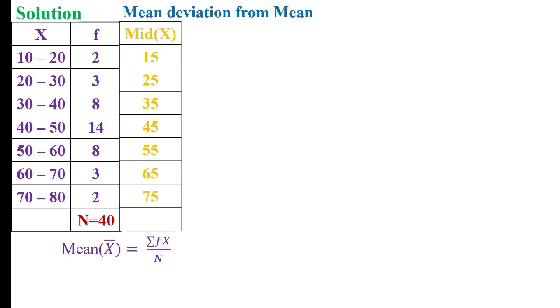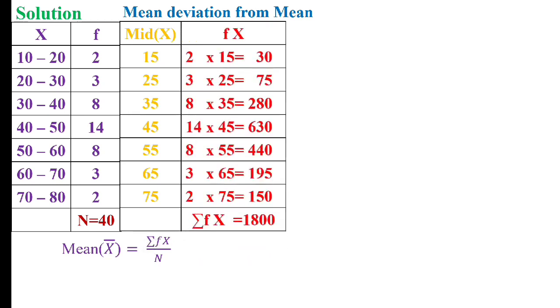2 into 15, 30; 3 into 25, 75; 8 into 35, 280; 14 into 45, 630; 8 into 55, 440; 3 into 65, 195; 2 into 75, 150. So the total of the fx column is 1800. So the mean we can find out: 1800 divided by 40. We'll get the mean value as 45.